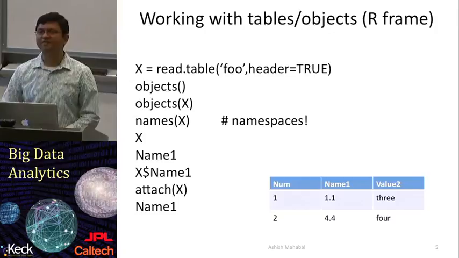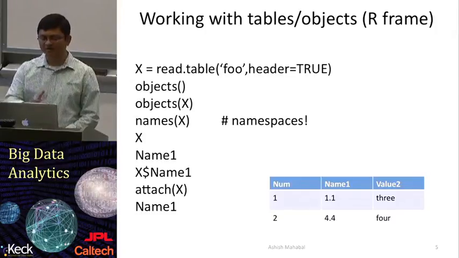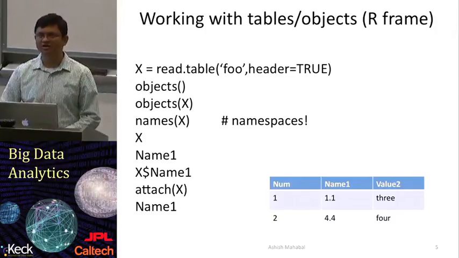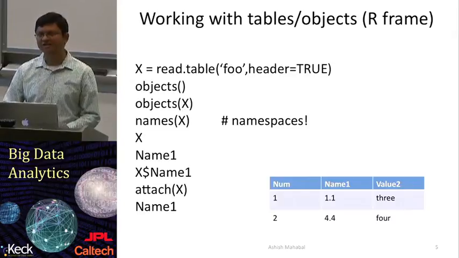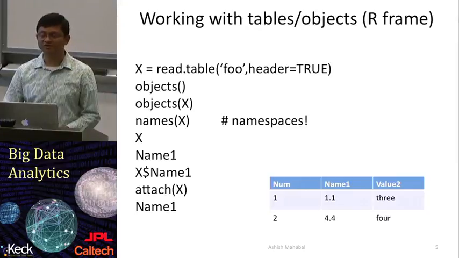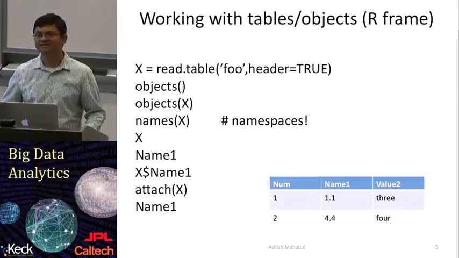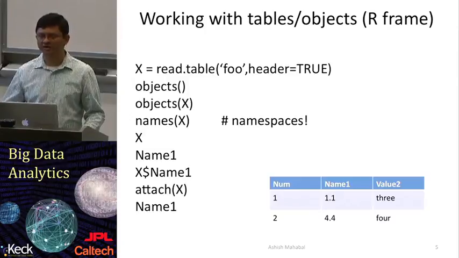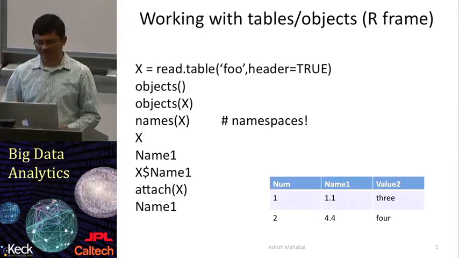If you simply say name1 at the R prompt, and each of the commands here that you see are something that you can give on the R prompt. So if you say simply name1, it's not going to give you anything back because it doesn't know about name1. The name1 happens to be inside the object X. And to access objects within another object, you have to use the dollar symbol. So X$name1 is what will give you the name1 column there.